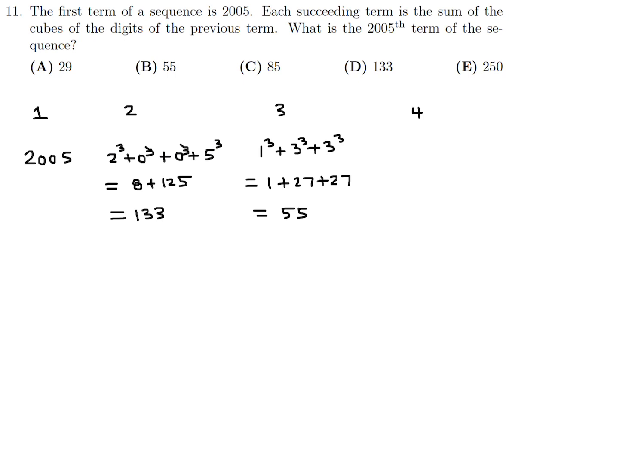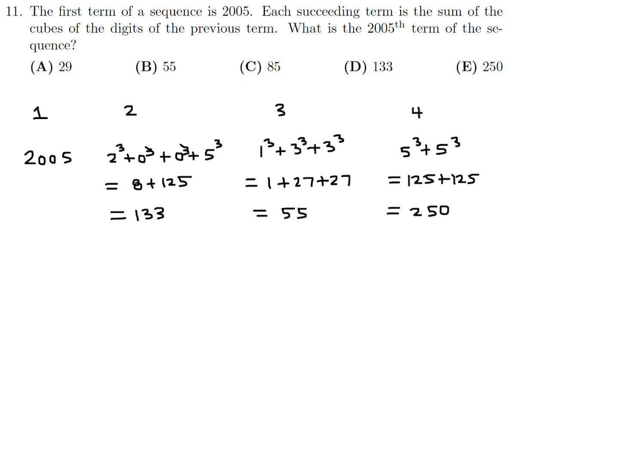Fourth term is the sum of the cubes of the digits of the previous term. So that's 5 to the power of 3 plus 5 to the power of 3. And that's 125 plus 125. And that is 250. All right, let's keep going. Hopefully there's a pattern here.